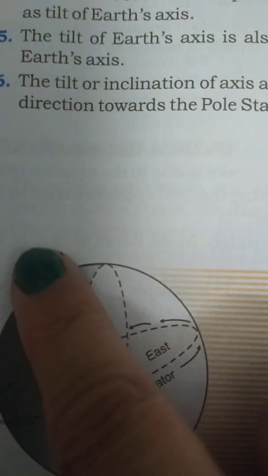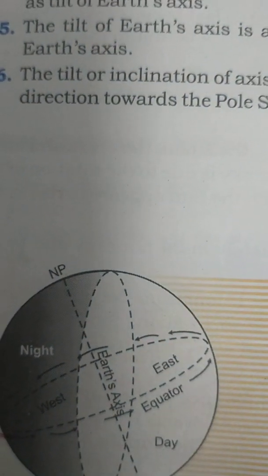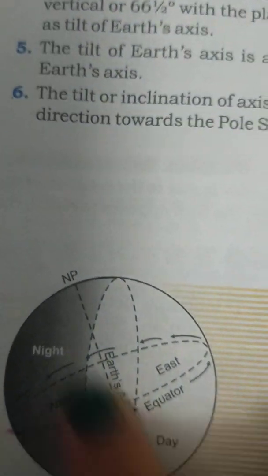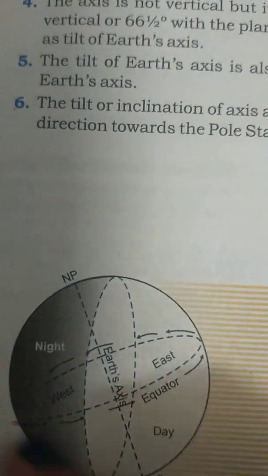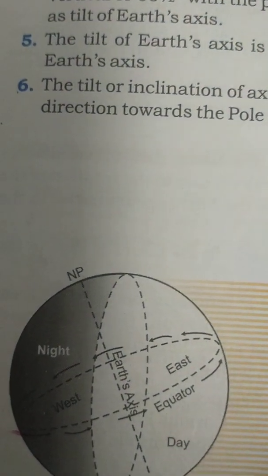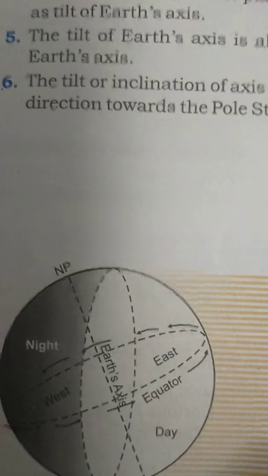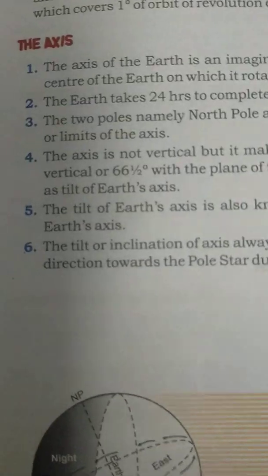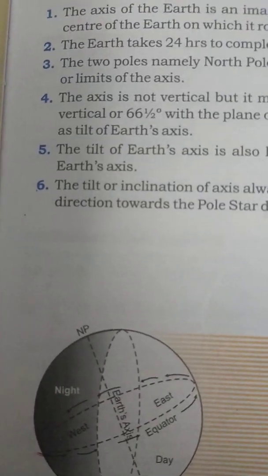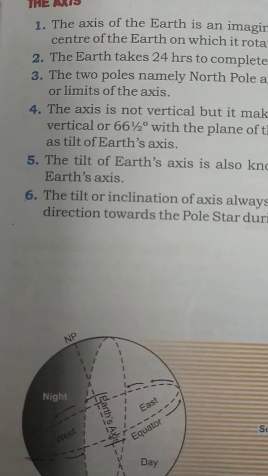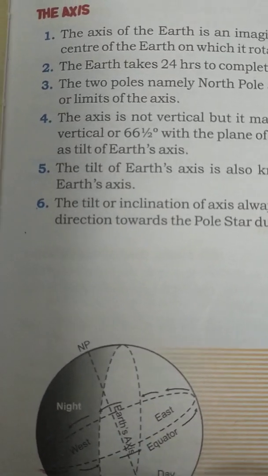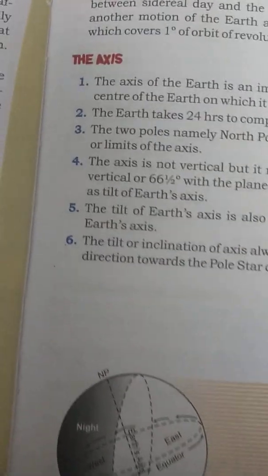The two poles, north pole and south pole, make the limits of the axis. But if you see, this axis line is not straight, it is inclined, which means it is tilted. It makes an angle of 23.5 degrees with the vertical, or you can say 66.5 degrees with the plane of the earth's orbit. What is the meaning of earth's orbit? The path on which the earth moves around the sun is called the earth's orbit.